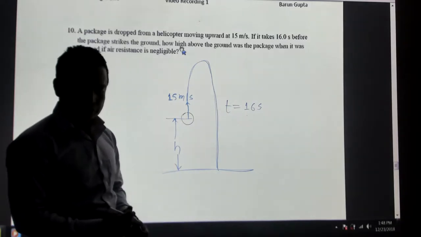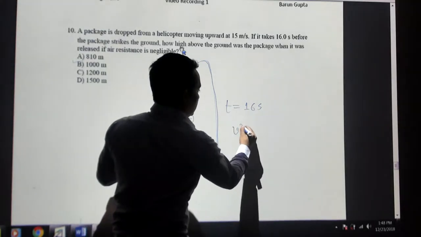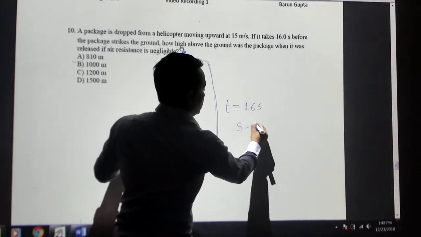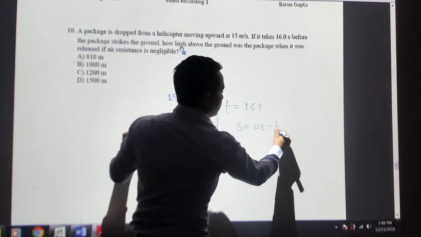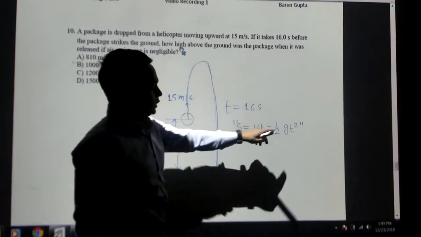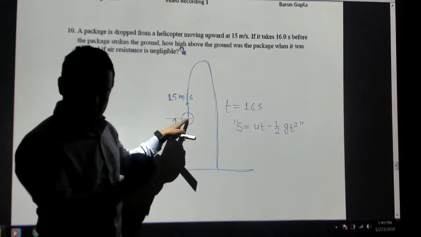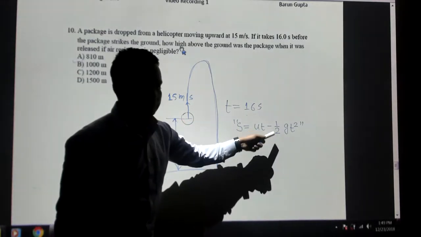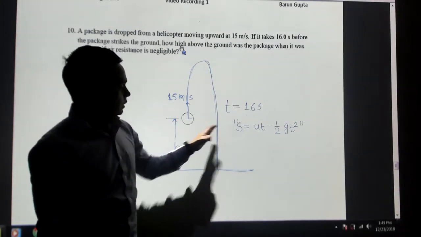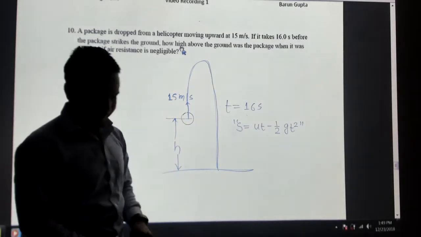So you just have to use the equations of motion. The one equation of motion you can use here is, you're given the time, so you just have to use ut minus half gt squared. Why do I use the negative sign? Because when I started from this point, the gravity is pulling down. So I just choose the g to be negative. When it's coming down, then you can take it as positive. But just by using this equation, it accounts for everything here. So just plug in all the information here and see what you get.